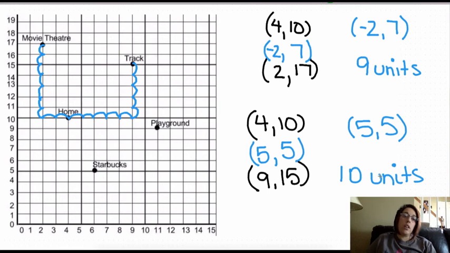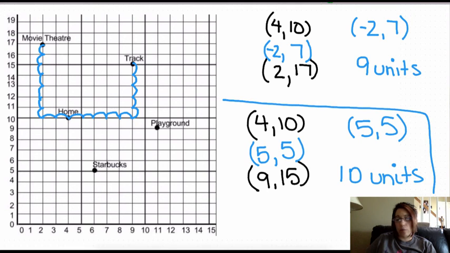So when you are practicing and working on this skill, the work that I should see on your paper looks like this to describe a transformation or a move on a coordinate grid.